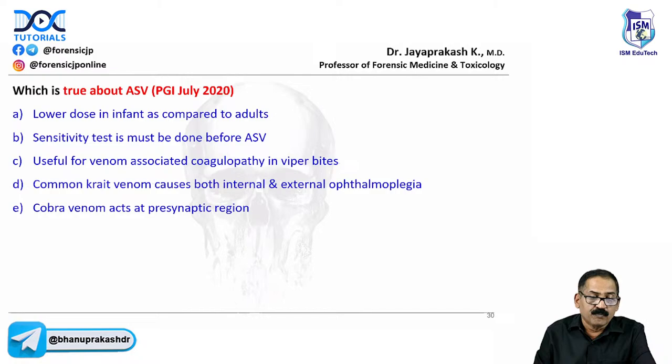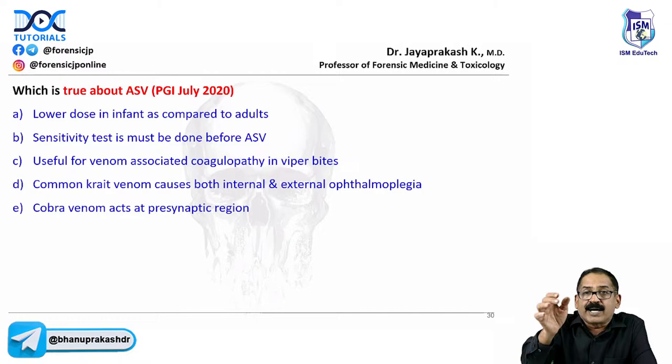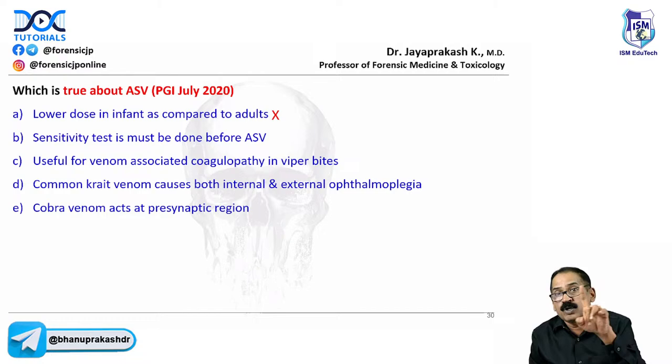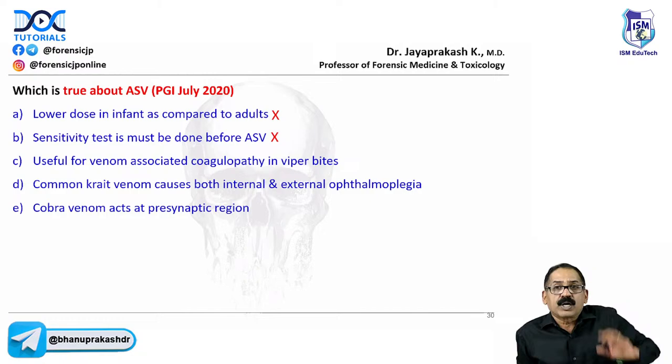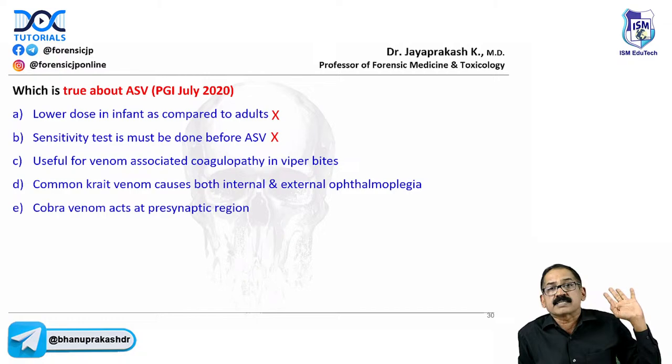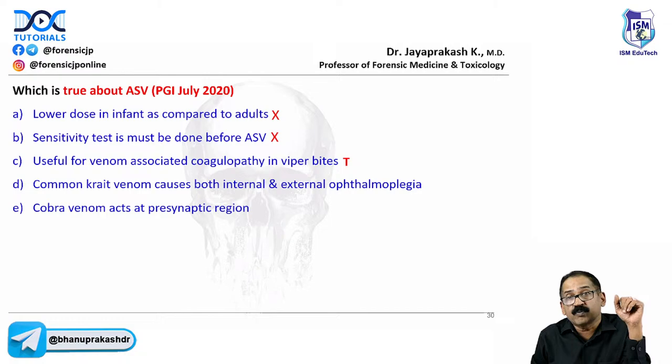Which is true about ASV? Lower dose in infants as compared to adults. Wrong. ASV is given to neutralize the venom, whether the weight of the child is less or more is secondary. No need to give a sensitivity test dose. You have to keep adrenaline, steroid, everything ready. If reaction starts, give anti-anaphylactic measures. Life saving is very, very important. Useful for venom coagulopathy in vipers. True. Common krait venom causes both external and internal ophthalmoplegia. True. Cobra venom acts at the presynaptic region. Wrong.